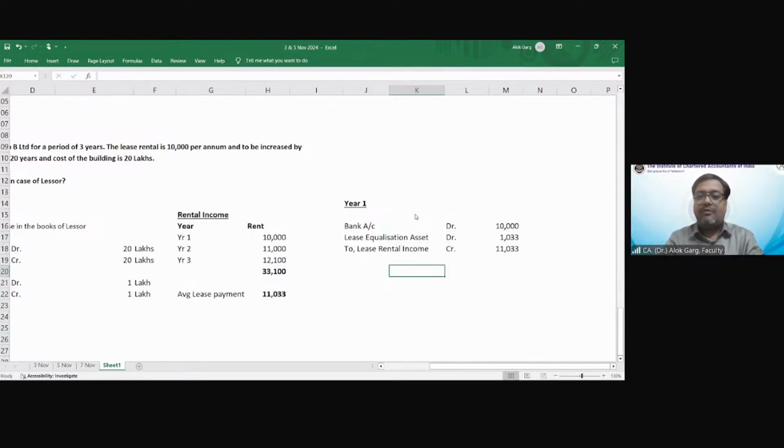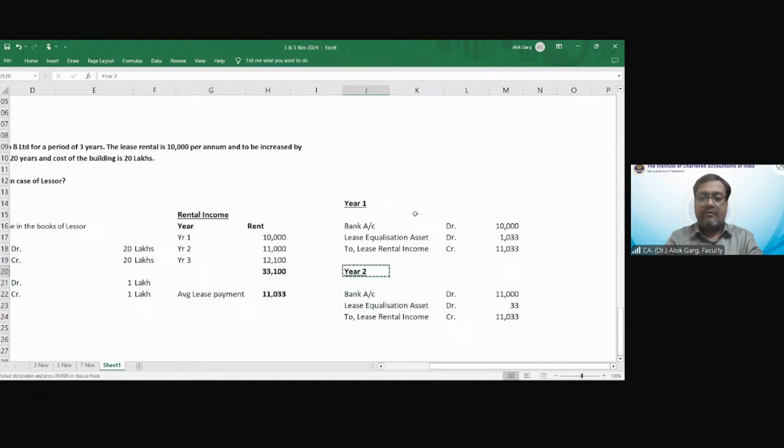What is my year 2 entry? Again, bank account debit. By what value? 11,000. To lease rental income by what value? 11,033. Where will the difference of 33 go? Lease equalization asset debit.